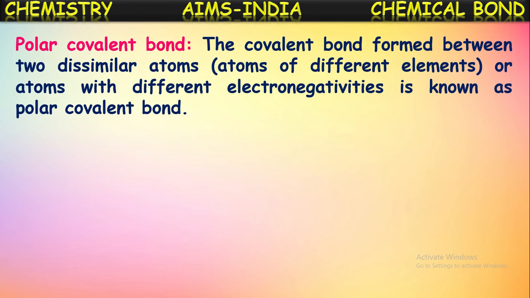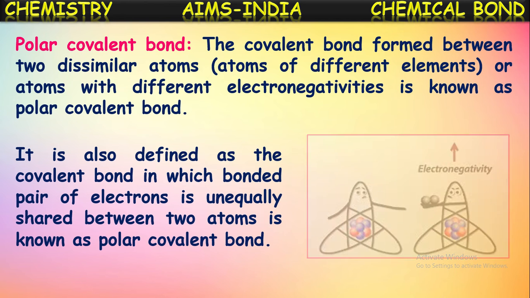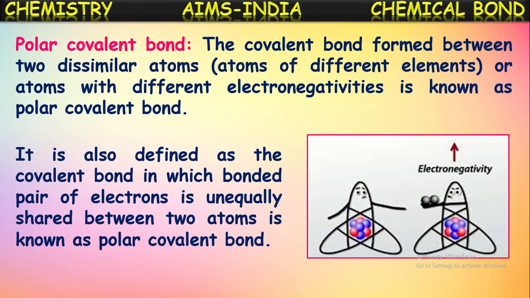Now let us see the other kind. Polar covalent bonds. The covalent bond formed between two dissimilar atoms, or atoms with different electronegativities, is known as a polar covalent bond. It means if the covalent bond is formed between two different atoms with different electronegativities, then the bond formed is called a polar covalent bond. It is also defined as the covalent bond in which the bonded pair of electrons is unequally shared between two atoms.